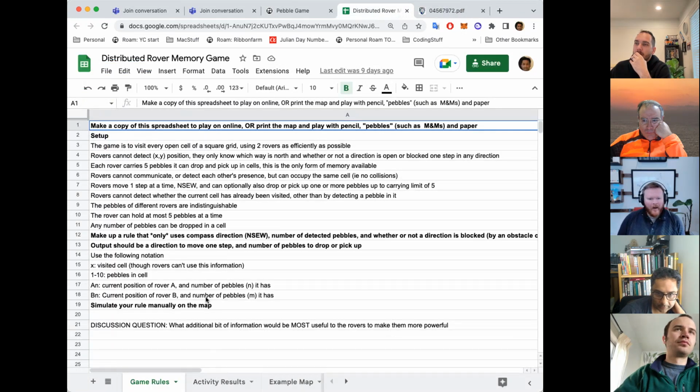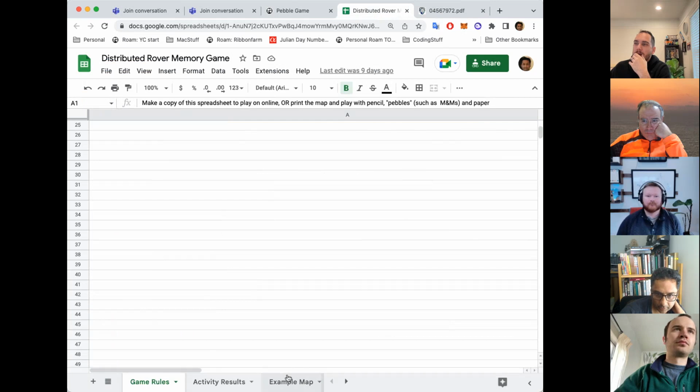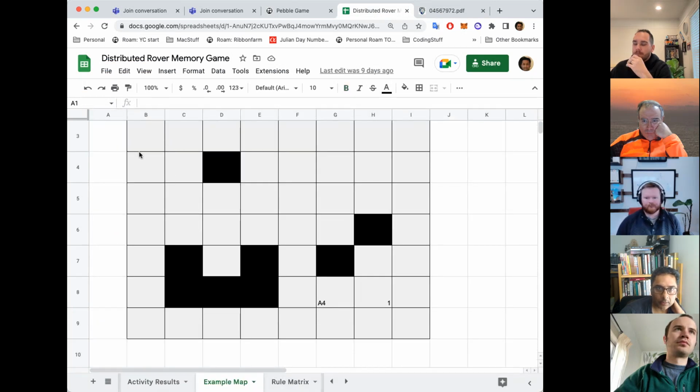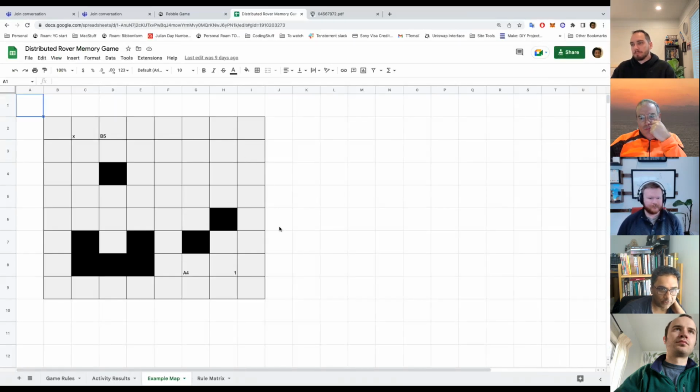Let's look at the game. Let's look at this map first. Let me maximize this. So imagine this is your world. The black parts are obstacles, and the A4 and B5 are positions of 2 rovers, and they move 1 cell at a time, north, east, west, or south.